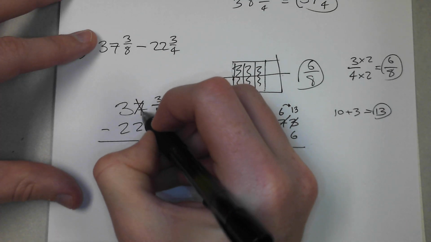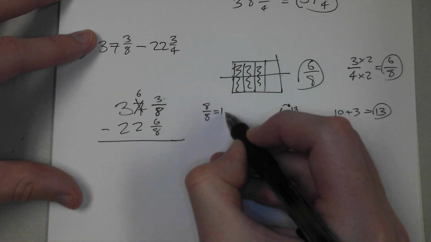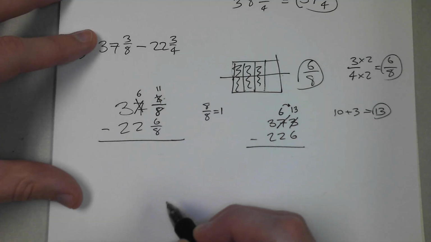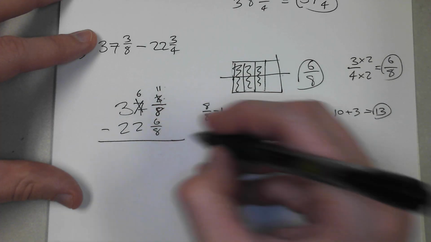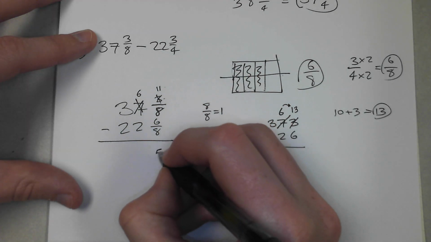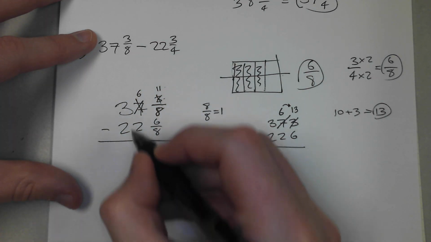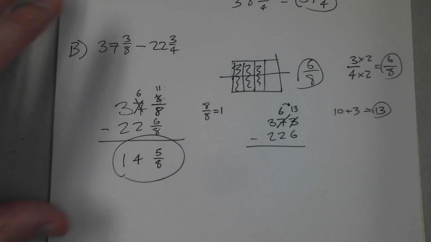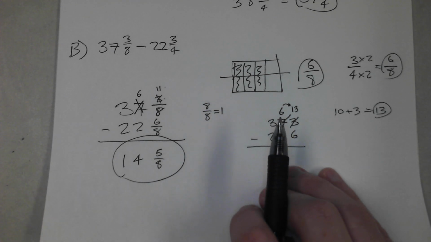So when I cross this out and write a 6, what I'm transferring over here is not just 10, I'm adding 8/8. So 8 plus 3 is 11/8. Now I can do 11/8 minus 6/8. 11/8 minus 6/8 is 5/8. 6 minus 2 is 4. 3 minus 2 is 1. So my answer is 14 and 5/8. Okay, I want to show you one more example before I send you to some practice.